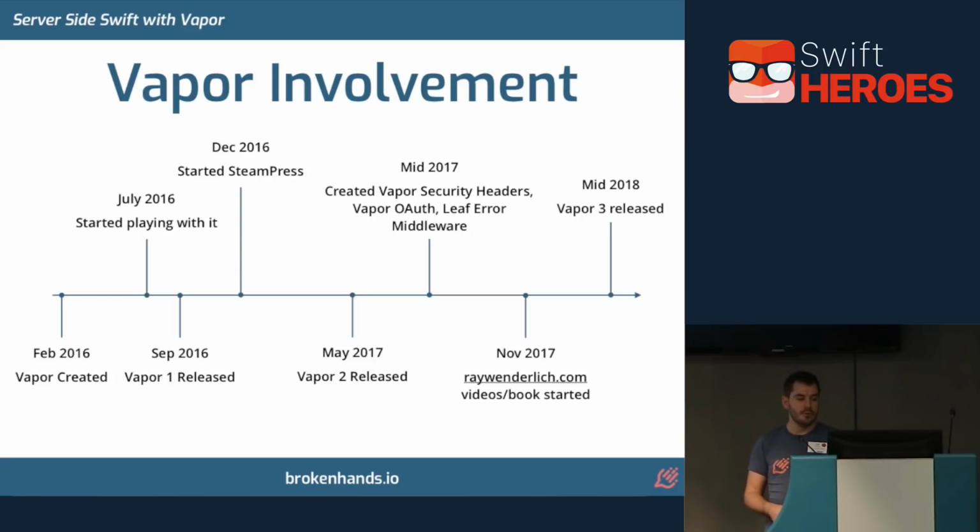So my involvement with Vapor: Vapor was created in 2016, as I said, February, and I started playing with it in about July of that year, a few months afterwards, back in the early 0.4, 0.5 days, just to see what was going on. And then Vapor 1 came out in September 2016. So around Christmas that year, I decided that I wanted to get more involved with it.